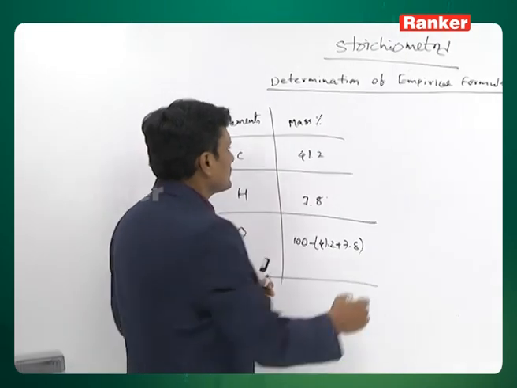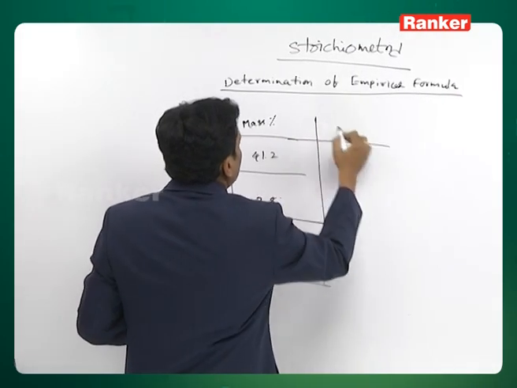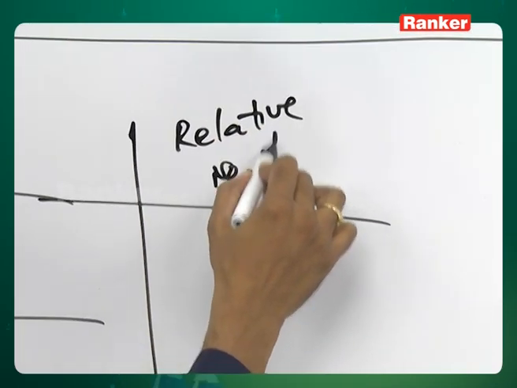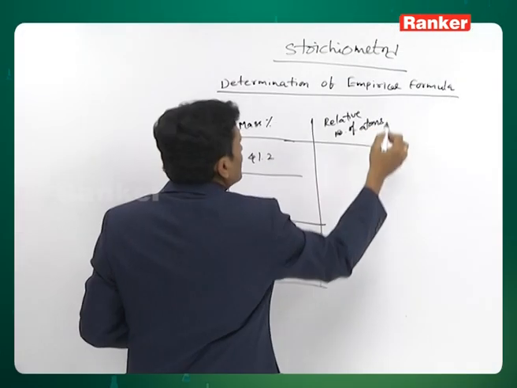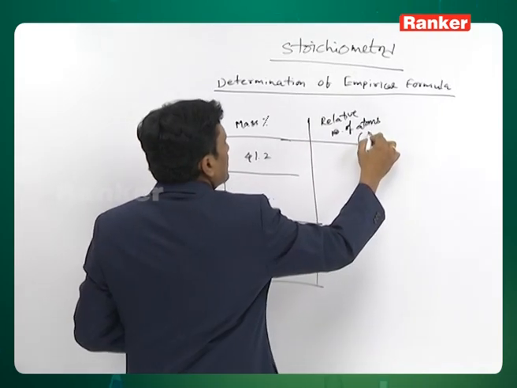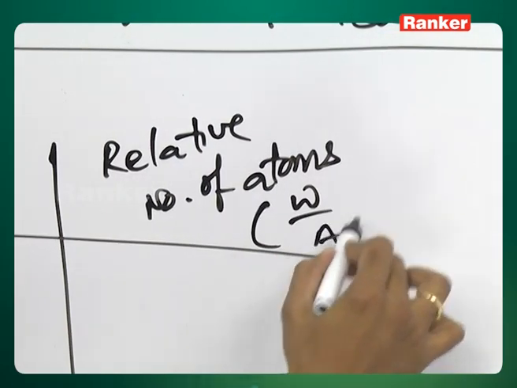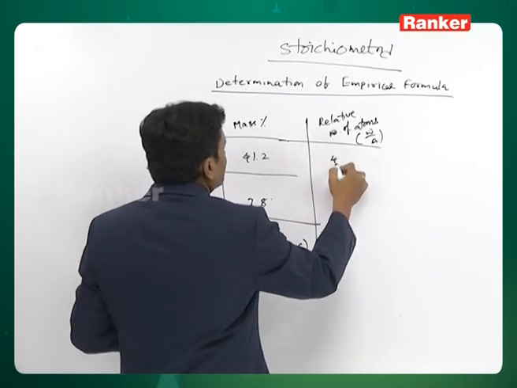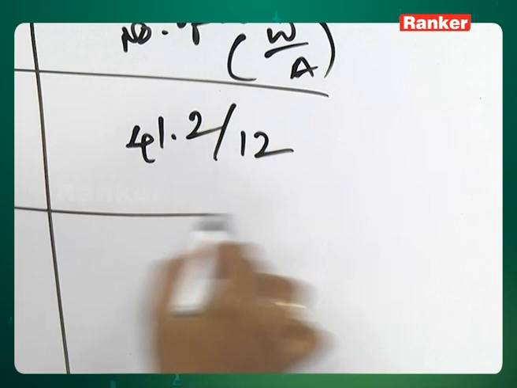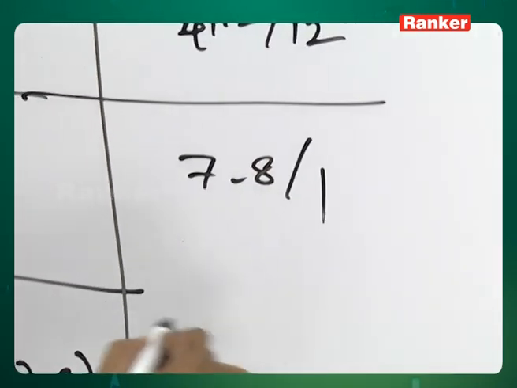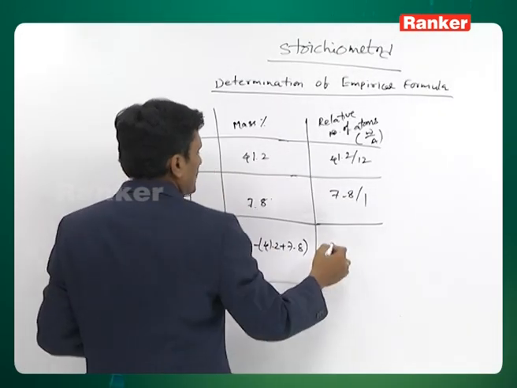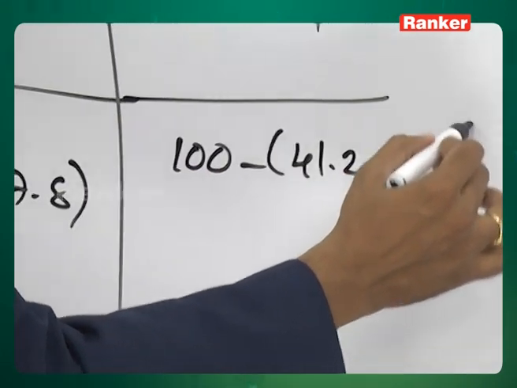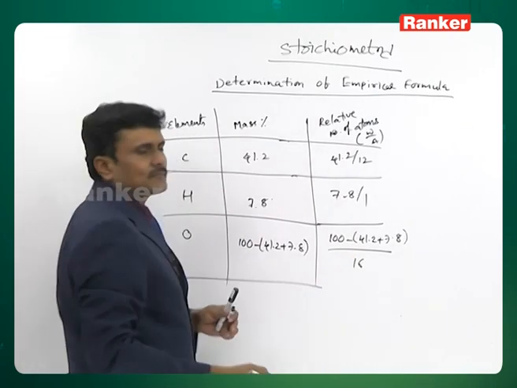For that, you have to find out the relative number of atoms. The relative number of atoms can be obtained by dividing the mass percentage by the atomic mass of the given element. So here the atomic mass is 12 for carbon, 1 in the case of hydrogen, and oxygen is the residual value divided by the atomic mass of oxygen.